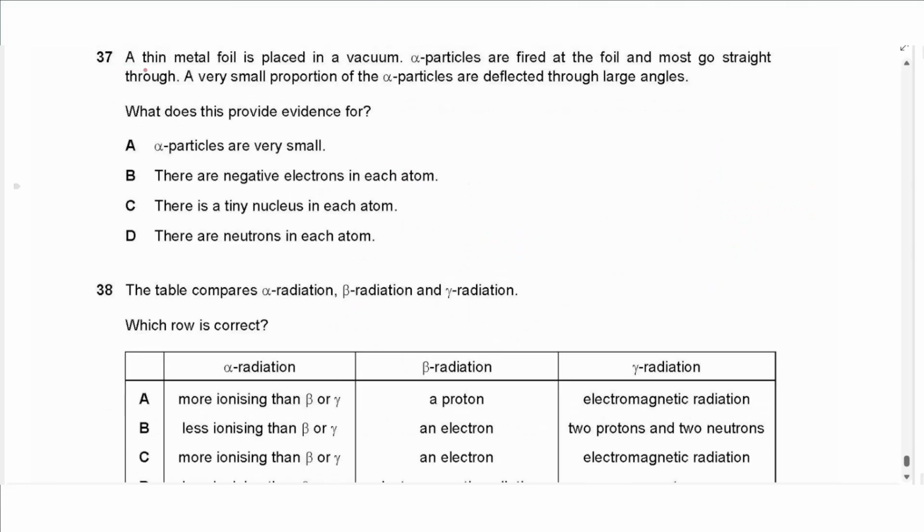Question 37 says a thin metal foil is placed in a vacuum. Alpha particles are fired at the foil and most go straight through. A very small portion of the alpha particles are deflected through large angles. What does this provide evidence for?